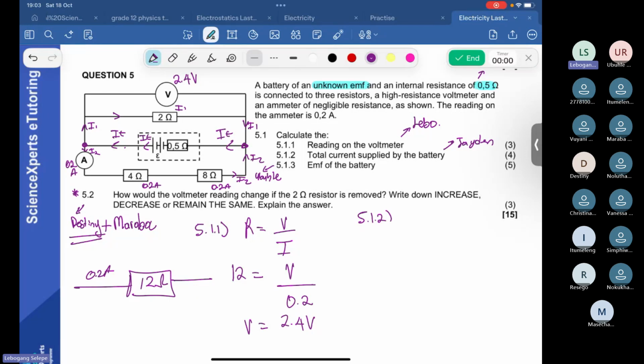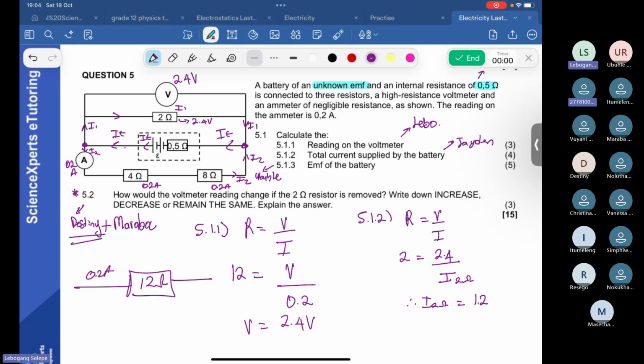That would work, right? So here we know that V is 2.4 V. So we can calculate I1, right? So R equals V over I. So R of this 2 ohm resistor is 2 ohm. V is 2.4 over the current I1. So therefore, the current across the 2 ohm resistor is 2.4 divided by 2. How much do you get? Jaden? So sir, I got 1.2.